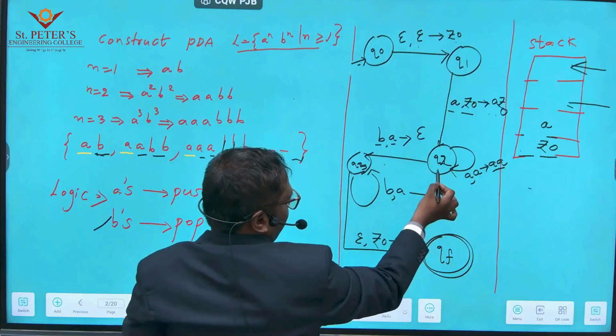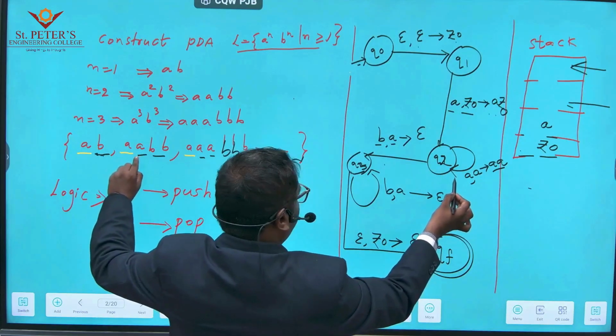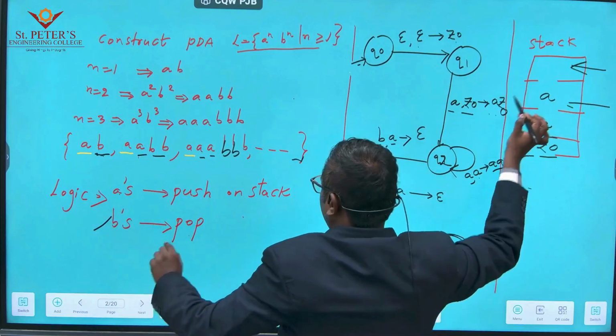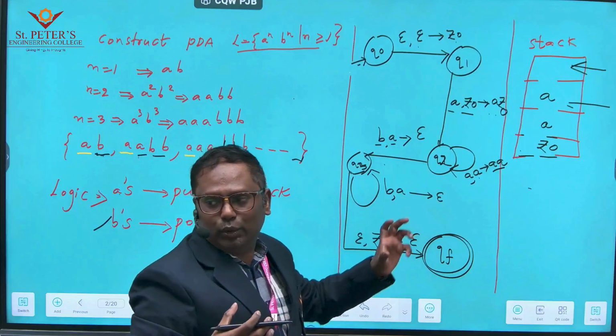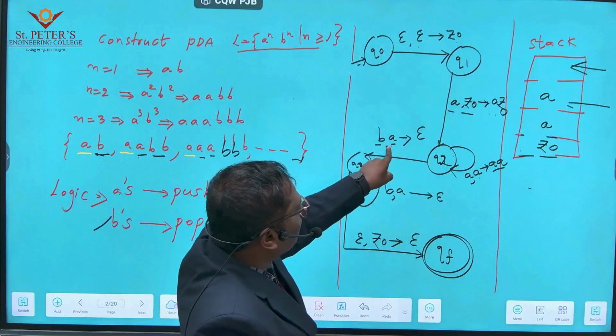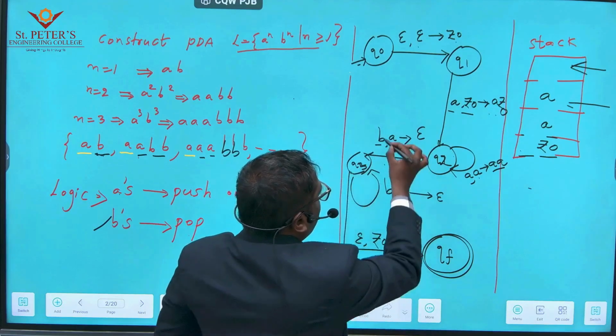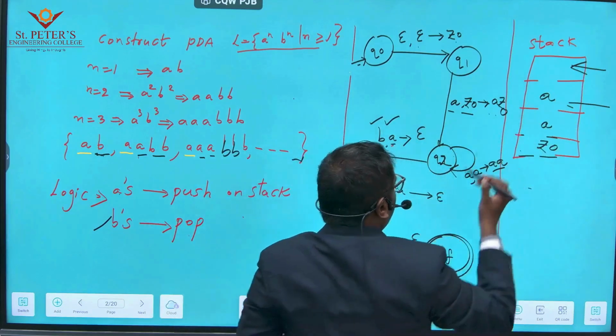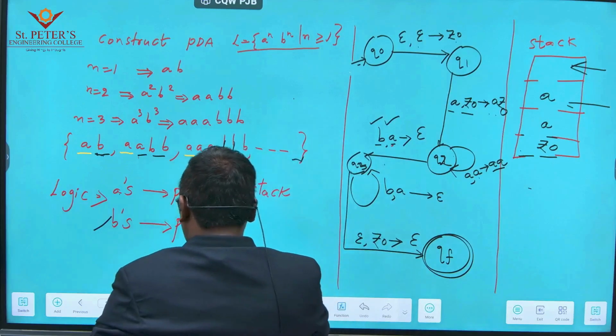So here I have reached here. Now the second A is encountered, and on top of the stack there will be A only. I am going to add it. So that means I have taken the logic of 2 A's followed by 2 B's. When the first B is encountered, the top of stack value is A. I am going to pop it, and I am going to reach Q3 now.